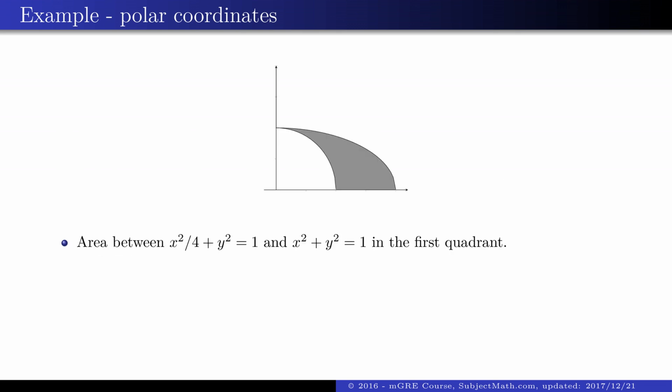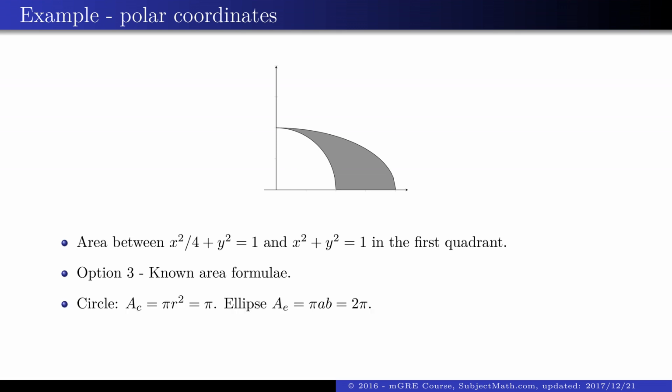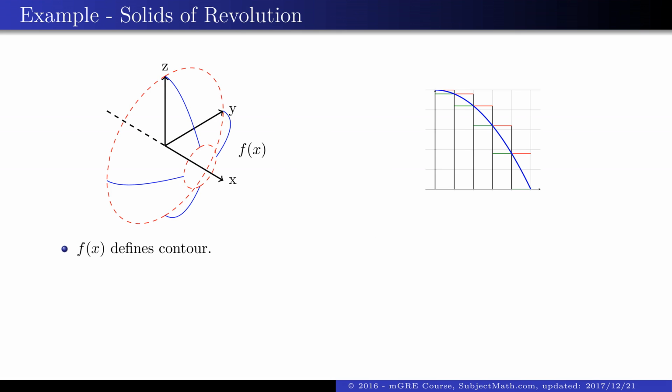Option 2 was important in order to demonstrate several aspects of integral calculation. However, the easiest way to solve this is by using the well-known area formulae for circles and ellipses, subtract, and divide by 4. Always try to use known length, area, and volume formulae for different geometric shapes when possible.